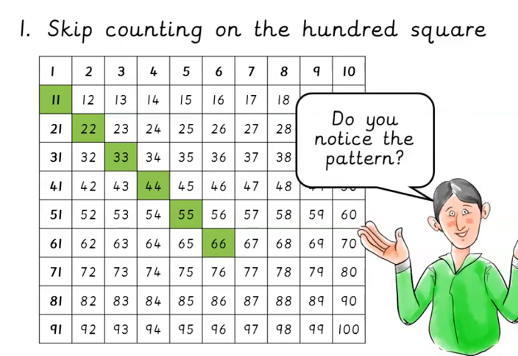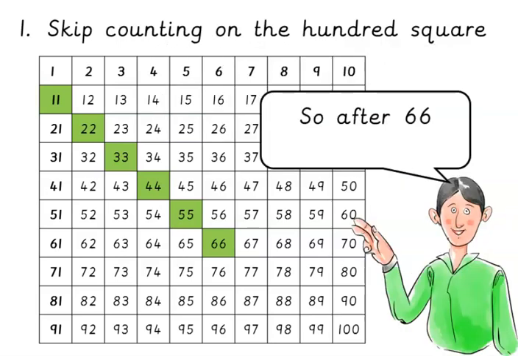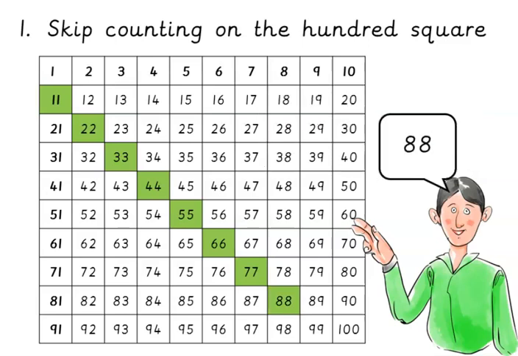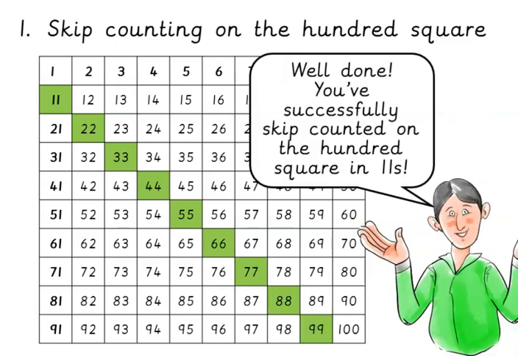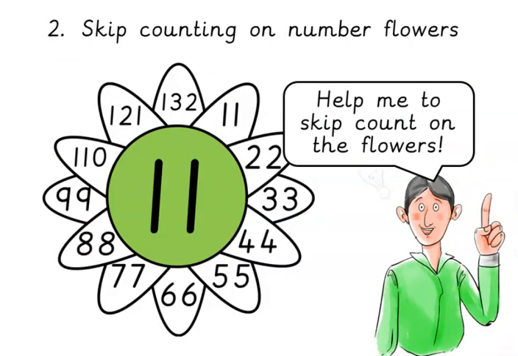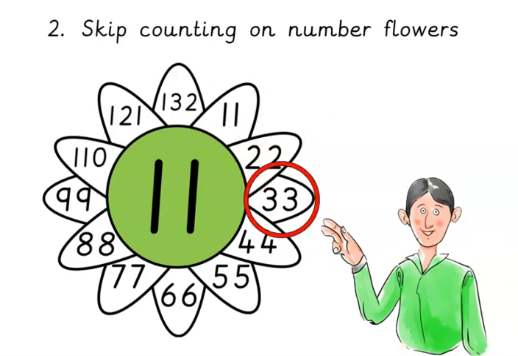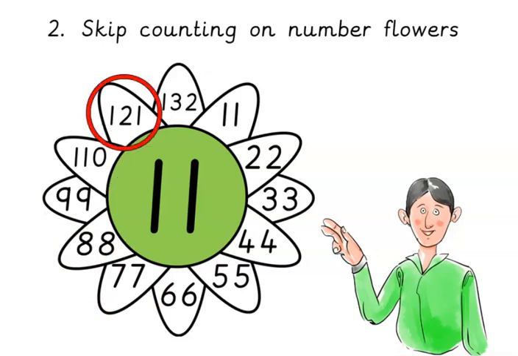After that it's 66. Do you notice the pattern? The tens go up by 1 each time and the units go up by 1 each time too. So after 66, it's 77, then 88, then 99. Well done, you've successfully skip counted on the 100 square in 11s. Okay, straight on to activity 2. Help me to skip count on the flowers. So we've got 11, 22, 33, 44, 55, 66, 77, 88, 99, 110, 121, 132.